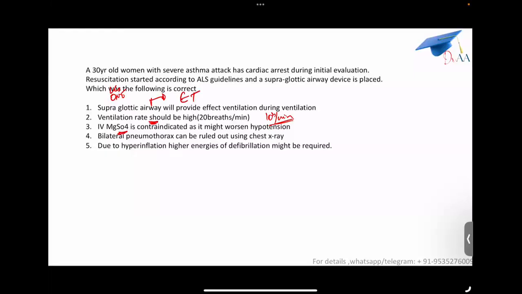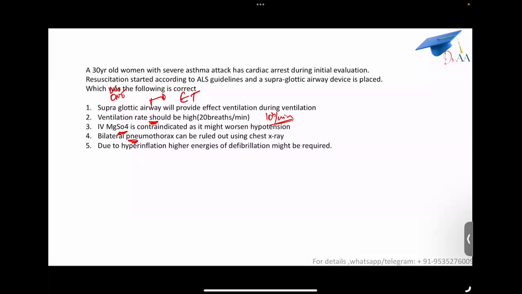IV magnesium sulfate is contraindicated? No, IV magnesium is recommended. We'll read more about treatment of asthma in coming chapters. Bilateral pneumothorax can be ruled out using a chest X-ray? No, you can't rule out pneumothorax. With a smaller pneumothorax, X-ray is not sensitive enough to pick it up.